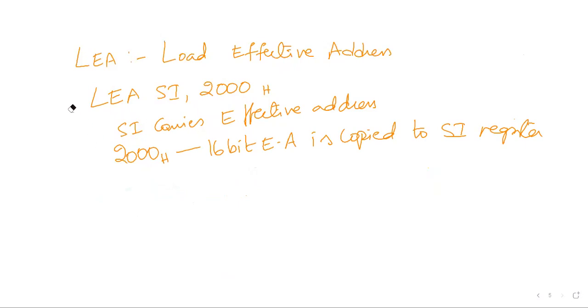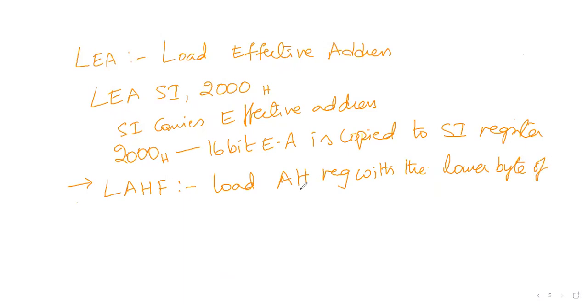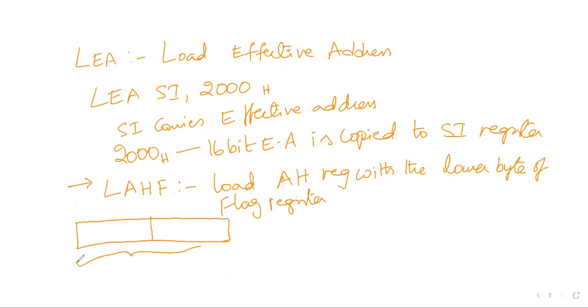Next example is LAHF. That means load the AH register with the lower byte of the flag register. Already we know that the flag register is 16-bit. This is the lower byte, and this is the higher byte or upper byte.